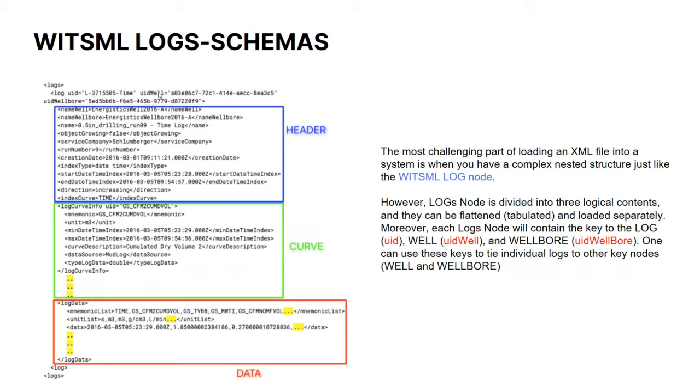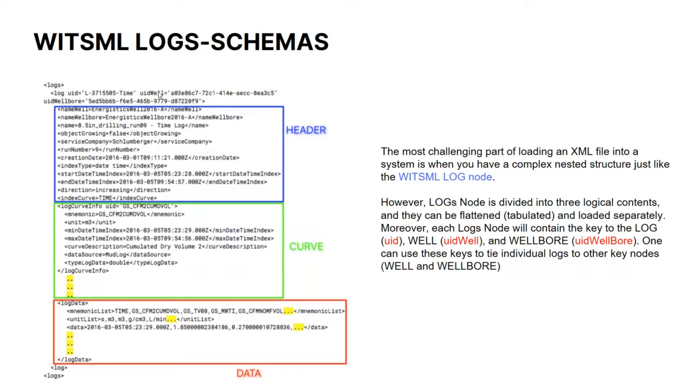So after the header, we have the actual curve information. It's telling us the curve ID. So everything has a unique ID in the WITSML standard, and that's how you get things uniquely. There is no ambiguity. Everything is explicitly defined. Remember what we said at the beginning: the important thing is that everything is explicitly defined.